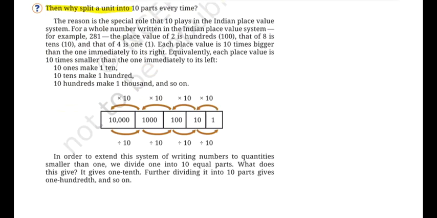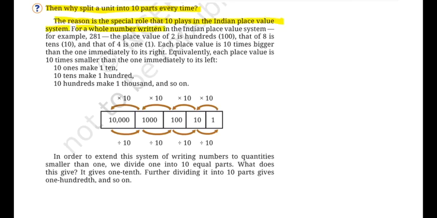Then why split a unit into 10 parts every time? So they are saying if we can use any divisions of a unit, like we can divide that into 4 parts, 5 parts and so on, then why do we always prefer that it should be divided into 10 parts? The reason is the special role that 10 plays in the Indian place value system.